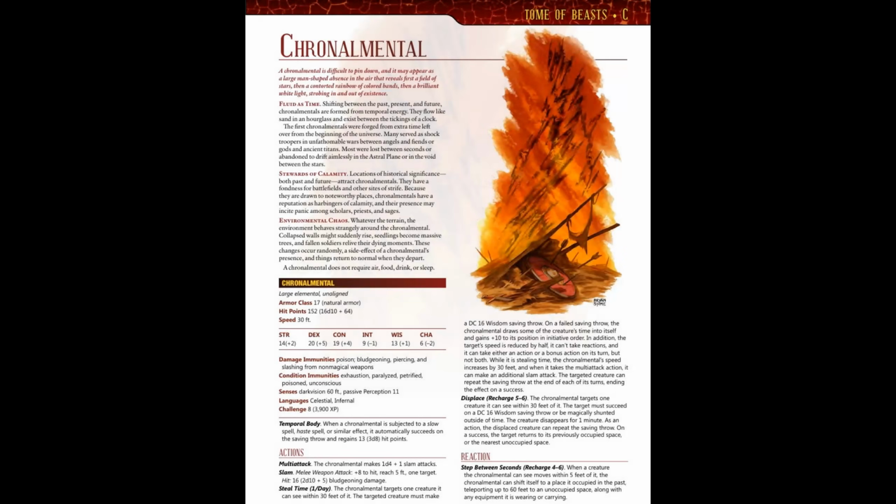There are not just temporal elementals, there's also a type of creature called a chronomental. These are from the Tome of Beasts number 1, and it is stated that the first chronomentals were forged from extra time left over from the beginning of the universe.